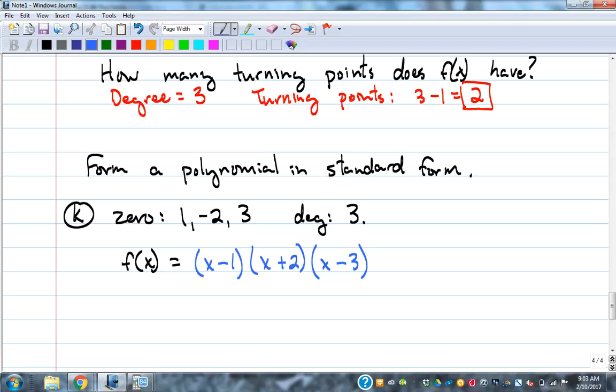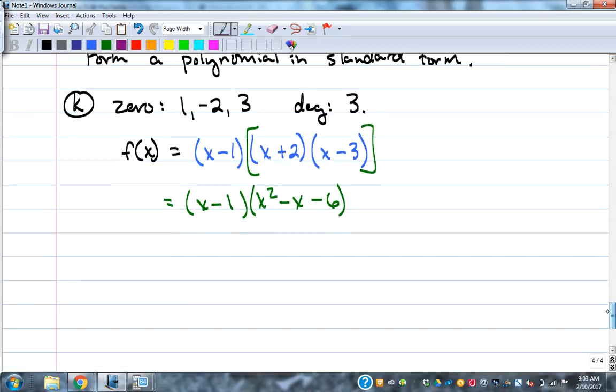Multiply them out. Pick 2, do those first. I'm going to do these 2 first. That should be x squared minus x minus 6. And then I'm going to multiply by x minus 1. Doesn't matter what order you do that in. I just do it in that order because it makes me feel comfortable doing these 2 together and then distributing the last one.